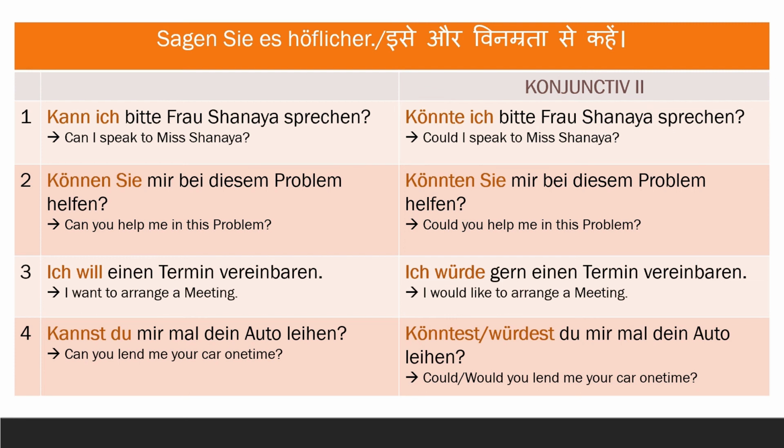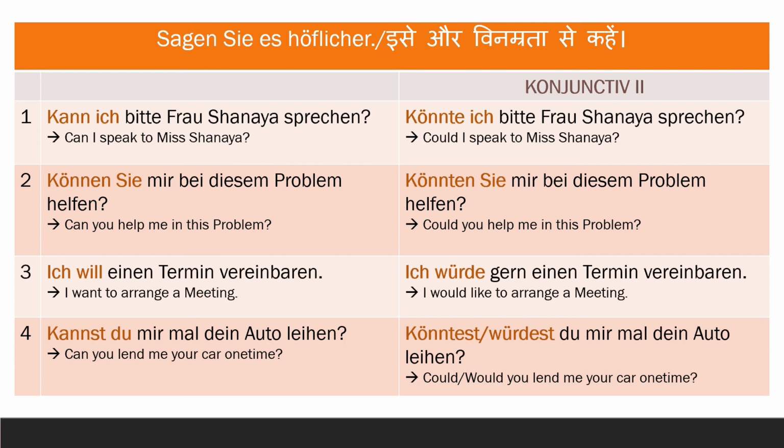Number 3. "Ich will einen Termin vereinbaren." I want to arrange a meeting. So in this case we are having "will", yes, "ich will", and "will", I have told you, is always used by children, because they will say "ich will das haben", I want to have that, and that is a little rigid, because children generally just want things at any cost.